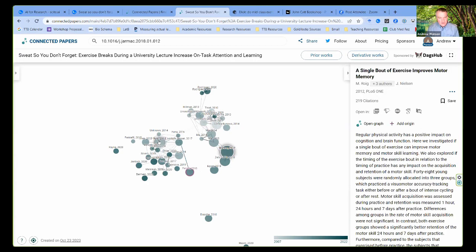Well, there's another big one over here. What does this big one say? A single bout of exercise improves motor memory. Well, I don't want to do a single bout, and I'm not interested. I want them to learn about Shakespeare. I'm not doing motor memory, so I don't care about that.